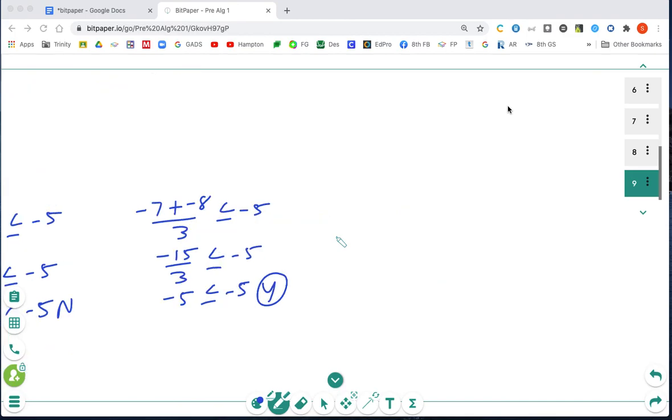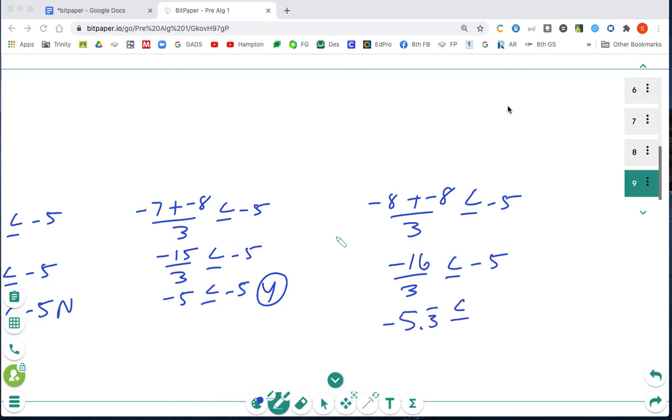Now we're going to try negative 8. So negative 8 plus negative 8 divided by 3 is less than or equal to negative 5. Negative 16 divided by 3 is less than or equal to negative 5. Negative 16 divided by 3 is negative 5.3 repeating, and that is going to be further away from 0 than negative 5 is, so yes, that answer works.